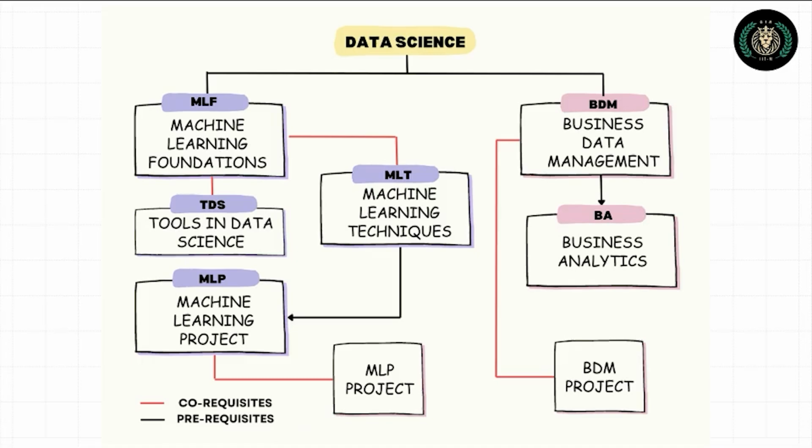Moving on to the second division, the business related courses. Business Data Management, BDM, is one of the easiest courses out there. I'll rate it 2 out of 5. BA, Business Analytics, is slightly tougher, but I'll not give it a rating since it has gone through a lot of changes and you cannot take it in the first term, as it has a prerequisite called BDM.